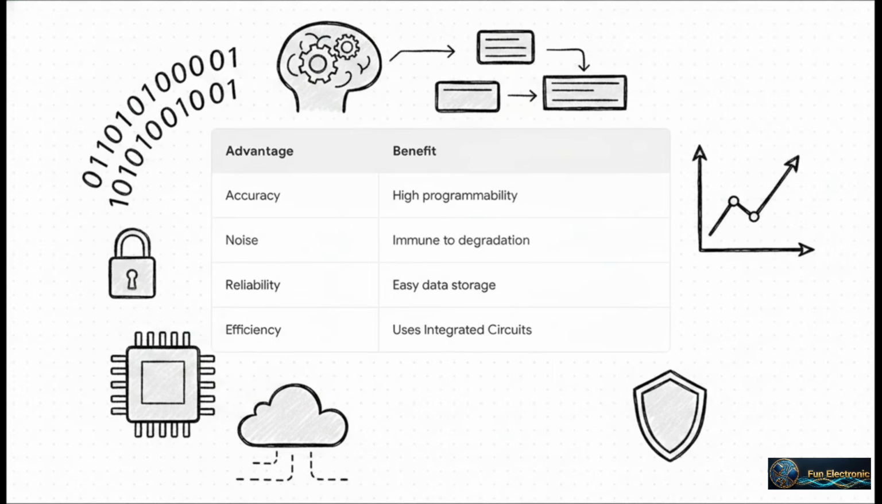When you put all these pieces together, it becomes incredibly clear why digital engineering completely took over the world. We get exceptionally high accuracy and immense programmability. Digital data is virtually immune to noise and signal degradation. Again, a binary 0 stays a 0. It offers far greater reliability, makes data storage incredibly easy, and allows for highly efficient physical implementation on microscopic scales. It is simply the ultimate toolkit for reliable, scalable engineering.